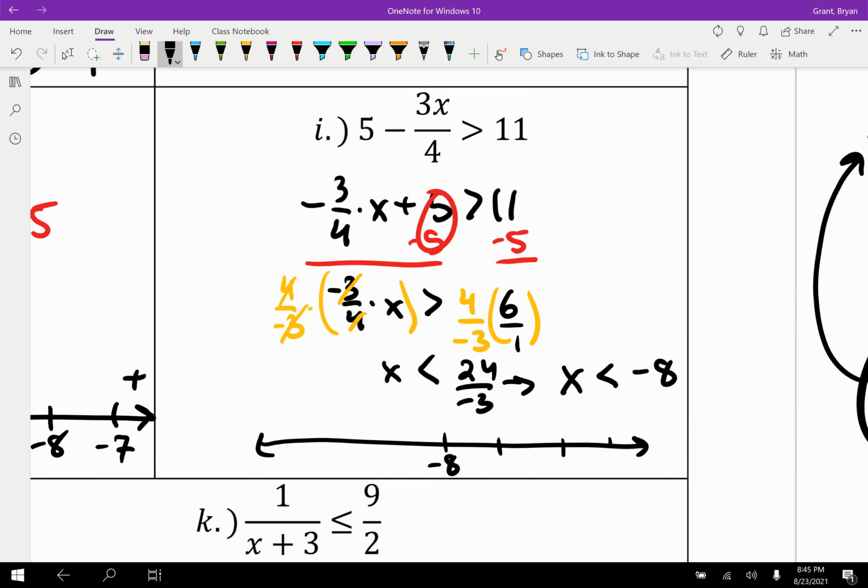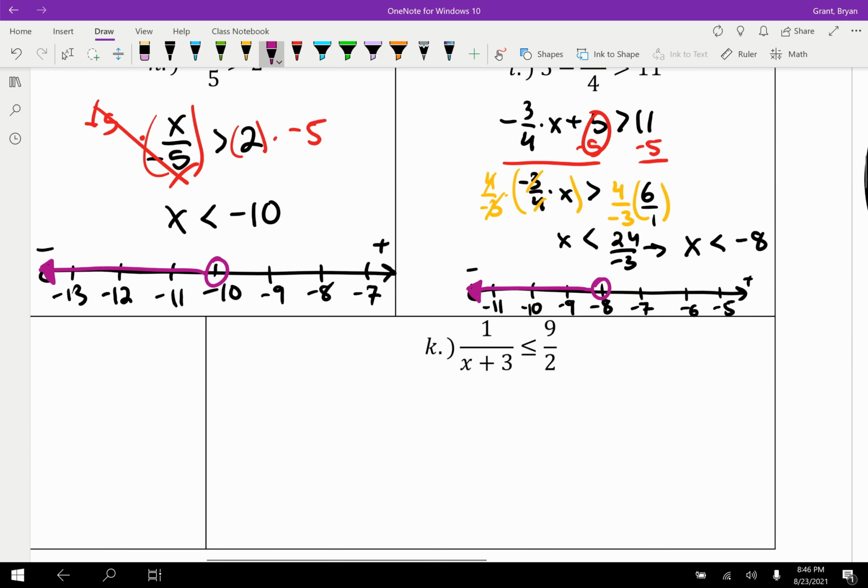Here's negative 8, 7, 6, 5. 9, 10, 11. There we go. And we need to go through and do this. And less than negative 8 is, of course, to the left. Okay, 2 more on this page.